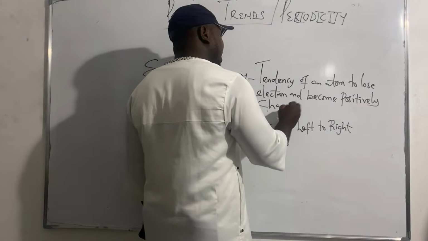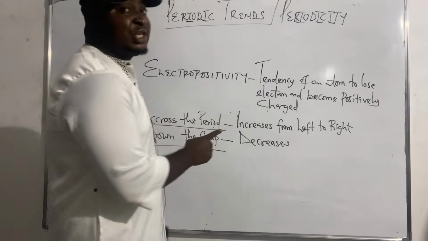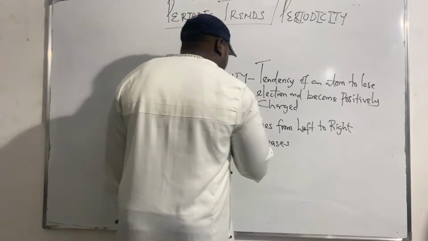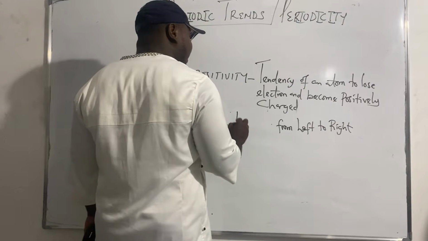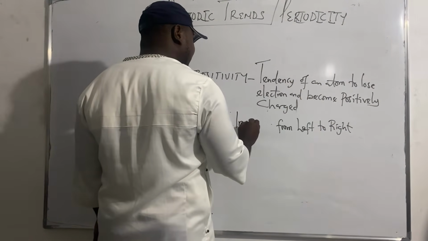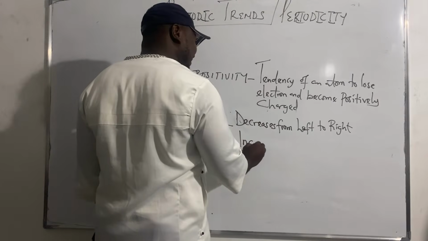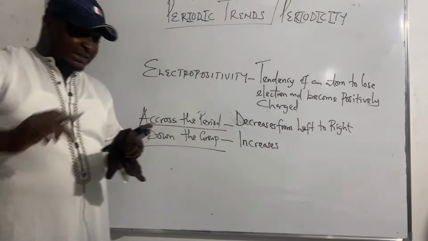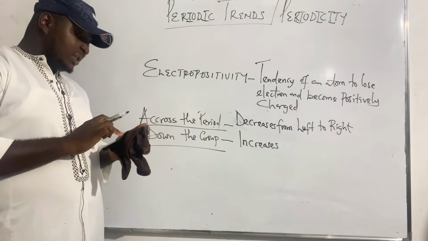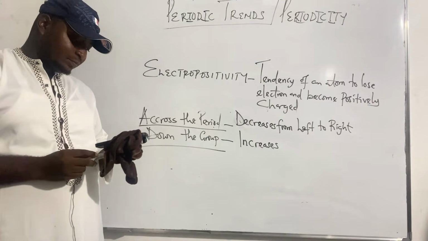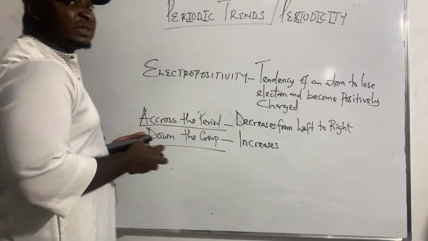But the funny thing is that this is the first time the trend changes. When we did electron affinity, ionization energy, and electronegativity, they have the same trend. But class, electropositivity is where the trend changes. Across the period from left to right, it decreases, but down the group, it increases. Please take note. Tendency of an atom to lose an electron and become positively charged.